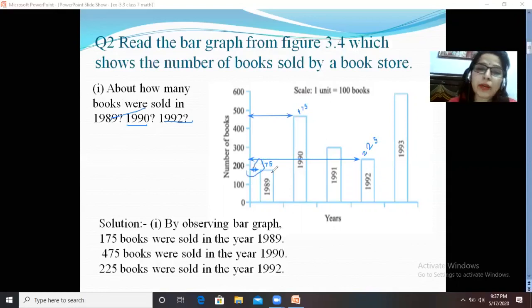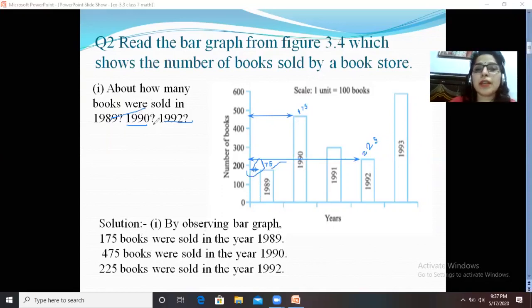But here we have said 175. How does it come? It is one complete 100 and approximately three-fourths of it. So three-fourths of 100 is 75. So 100 plus 75 is 175. Now check it out. We have to write here: 175 books were sold in the year 1989.